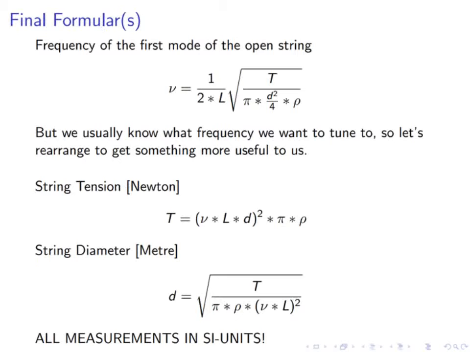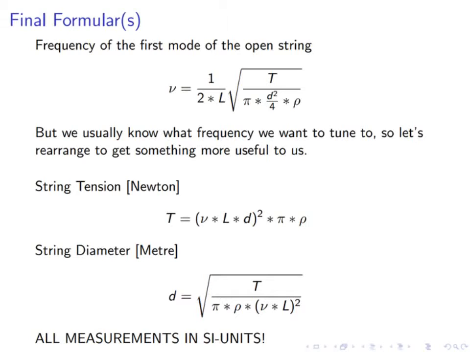Next, we're ignoring all the harmonics, just looking at the open string and its fundamental. So we say n equals 1, and then our frequency formula looks like this. We have the string length, the string tension, the string diameter, and the material density. As I wrote here, we usually know what frequency we want to tune our strings to, so let's rearrange the formula to get the string tension.